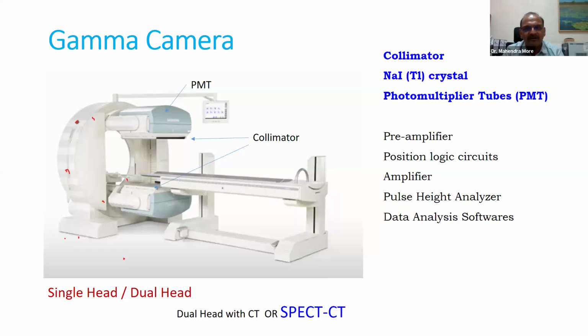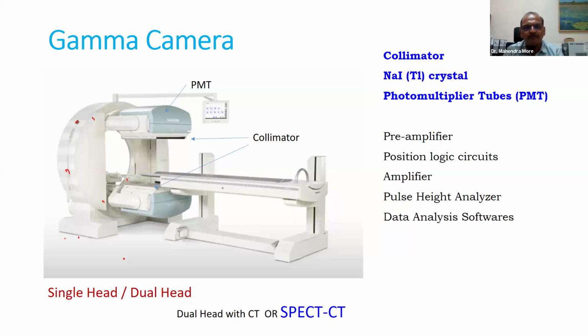Mostly nowadays, the dual head gamma cameras are being used. You can perform the SPECT studies either on a single head camera or dual head camera. Both cameras have SPECT studies available. It's not that only with the dual head we can do the SPECT studies. Under a single head gamma camera also we can do the SPECT studies.